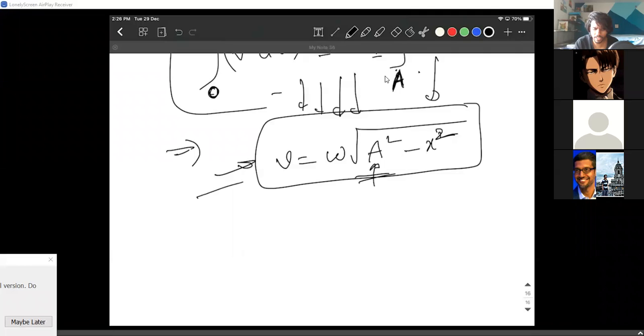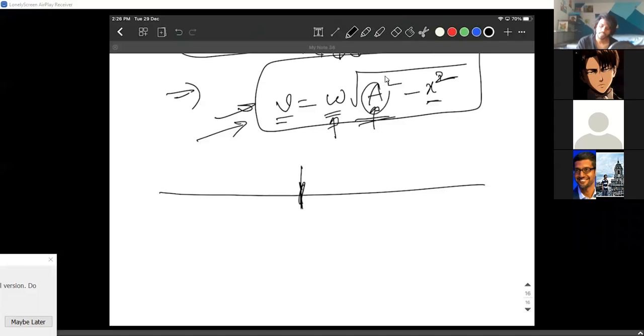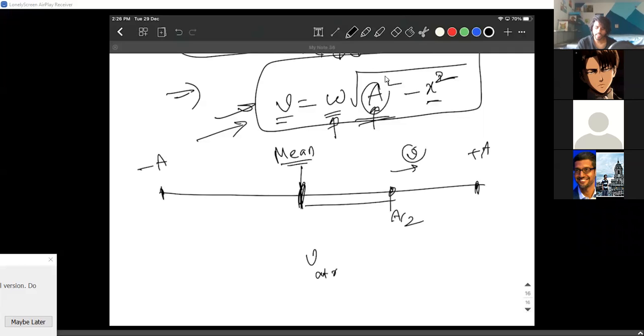But look at this equation. Let's look at the equation saying speed is some omega, amplitude and x. We don't know what this omega is yet. We don't really know what it means. From the mean position, this is a positive extreme, this is a negative extreme, I can go to any point. Let us say I can go to a point of a by 2 and ask the speed at this point. How do I find v at x equal to a by 2?